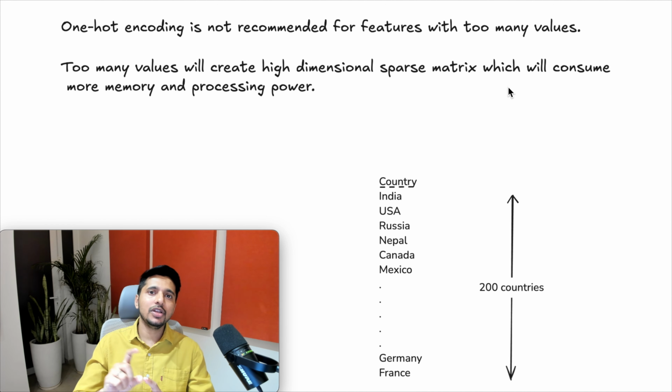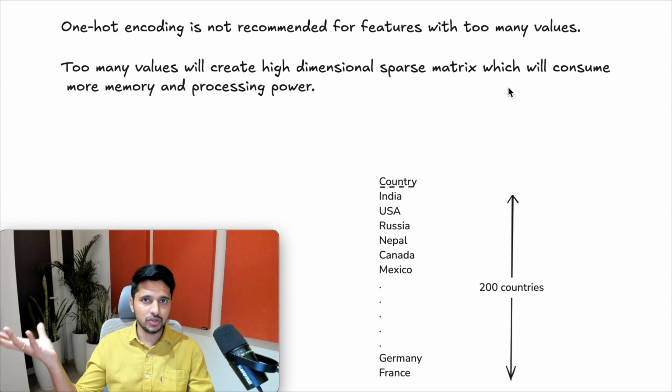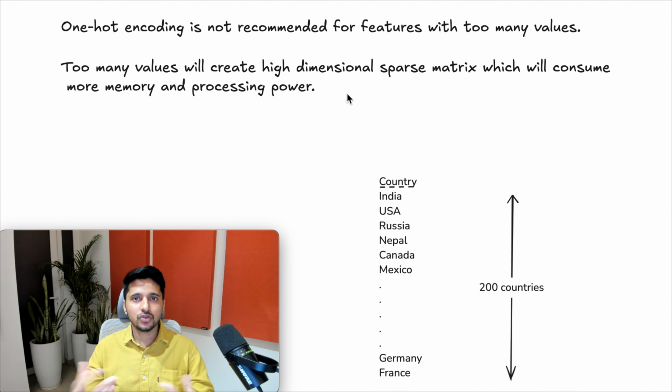So for this we will use some different encoding, and that we will cover in the future videos. So this was all about the one hot encoding technique that we use in machine learning.